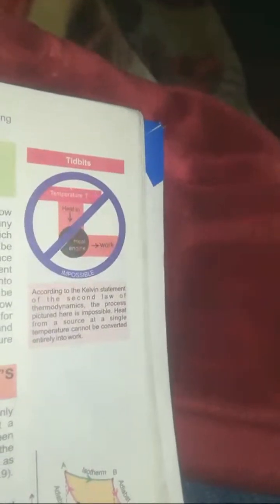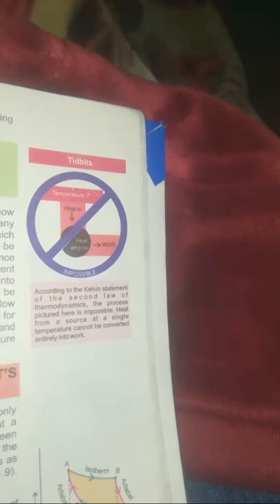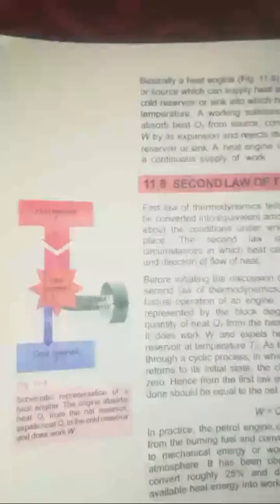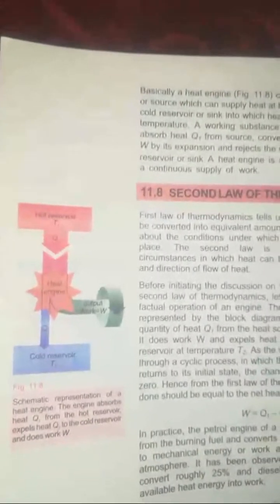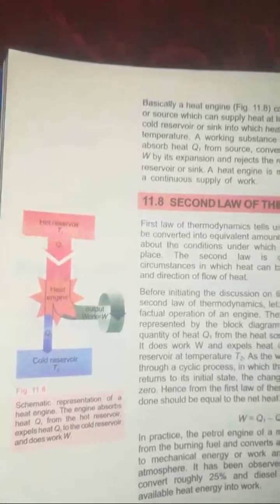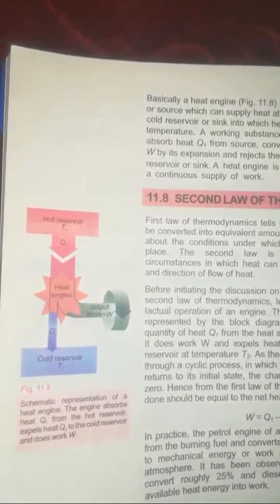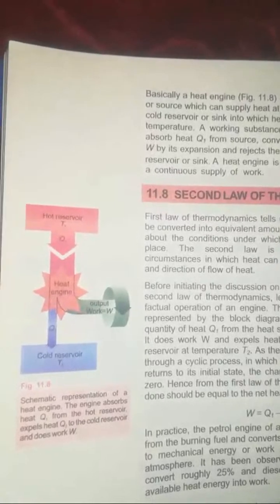Single temperature T, heat energy, engine, work: impossible. According to Kelvin's statement of the second law of thermodynamics, the process pictured here is impossible. Heat from a source at a single temperature cannot be converted entirely into work. Here, hot reservoir T1, Q1, heat engine, output work equal to W, Q2, cold reservoir T2.